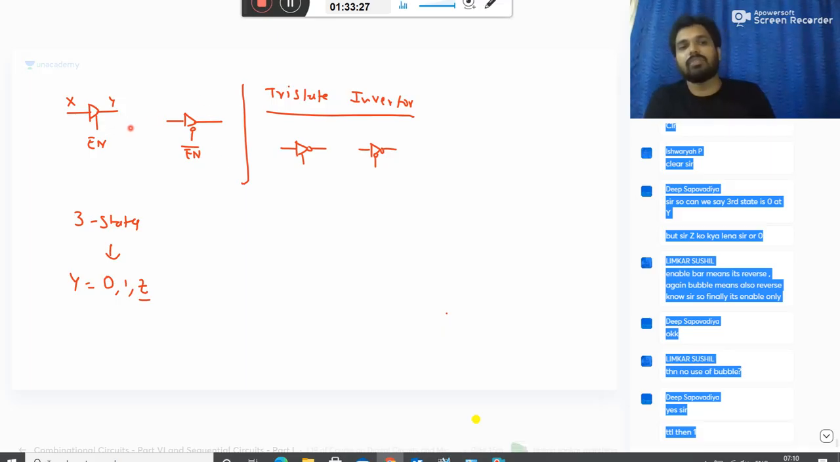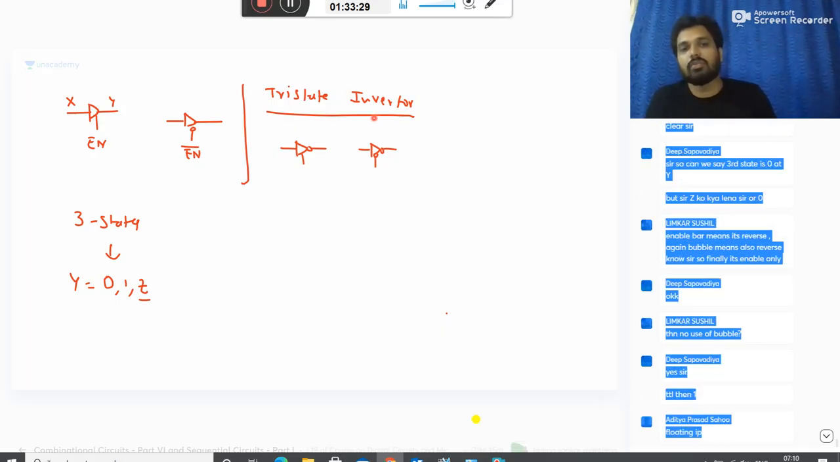Okay, a tri-state buffer is possible. A tri-state inverter is also possible. Enable can be active high. Enable can be active low also. Okay, everybody, is it okay?